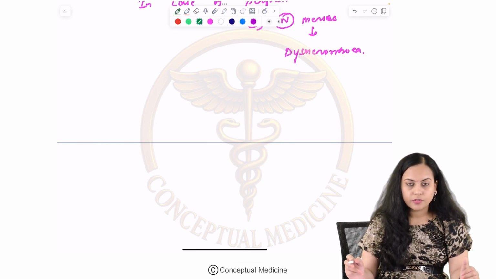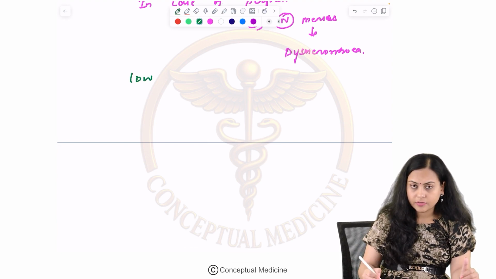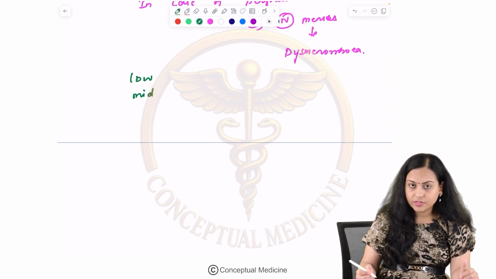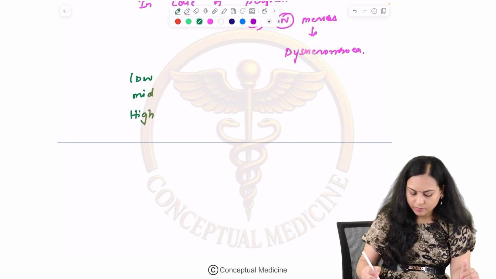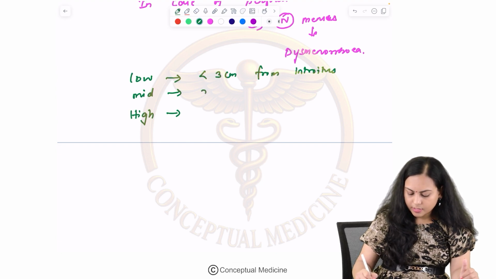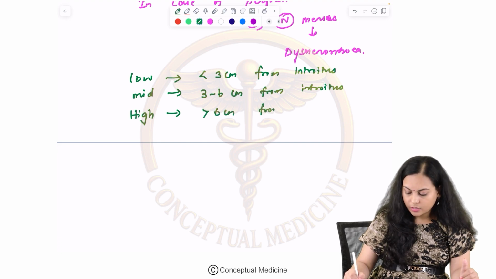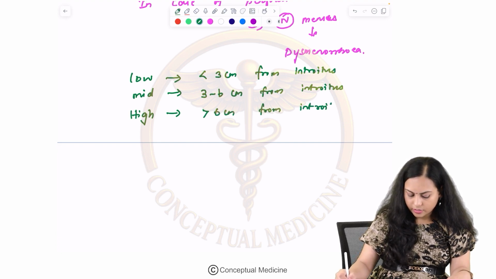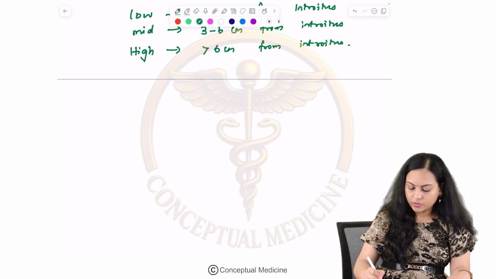Transverse vaginal septum is of three types. Okay. It can be a low transverse vaginal septum or a mid transverse vaginal septum or a high transverse vaginal septum. The position of low transverse vaginal septum is less than 3 cm from introitus. Mid septum is between 3 to 6 cm from introitus, and high transverse vaginal septum is more than 6 cm from introitus.